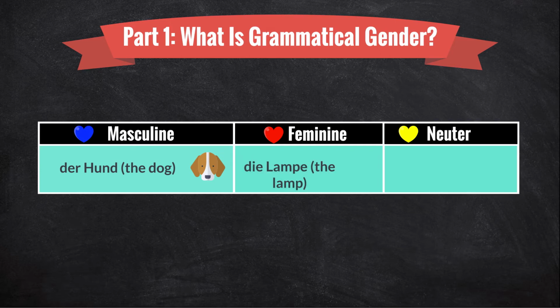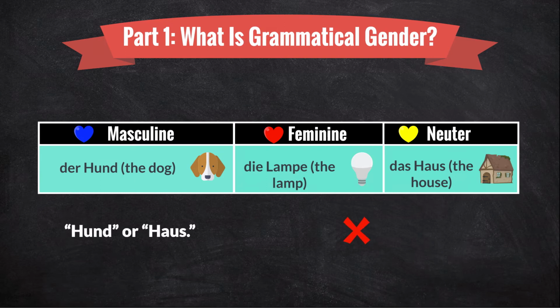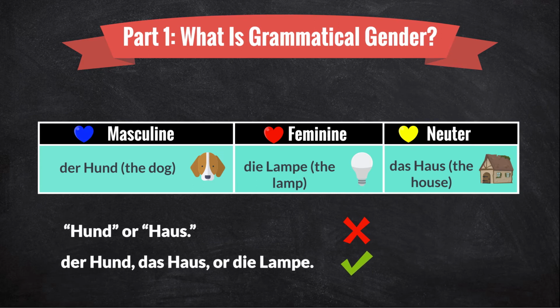The word for lamp is Lampe. It is feminine, so we say die Lampe. This means the lamp. And the word for house is Haus. It is in the neuter group, so we say das Haus. This means the house. As you can see, each noun comes with a special article that tells us the gender. It is very important to always learn the article together with the noun. Do not just say Hund or Haus. Always say der Hund, das Haus, or die Lampe.